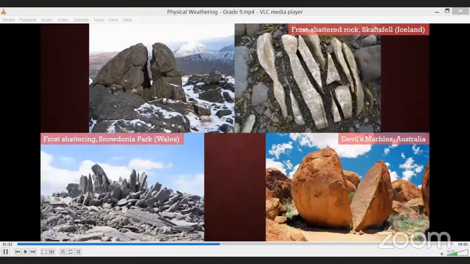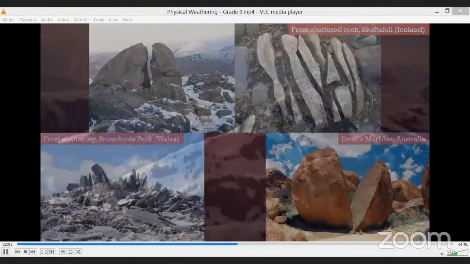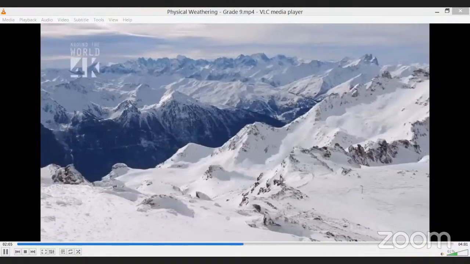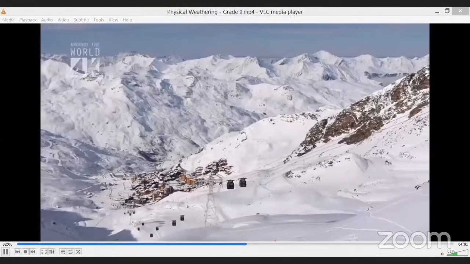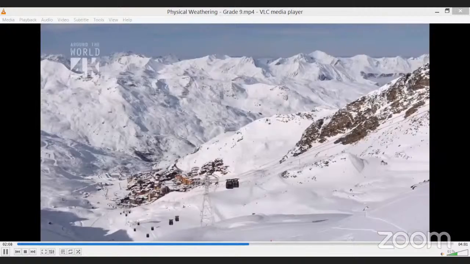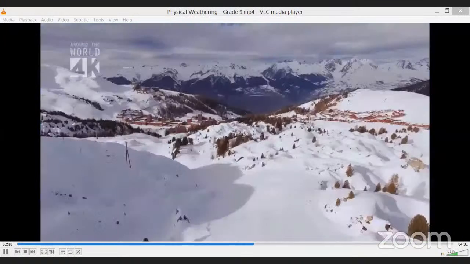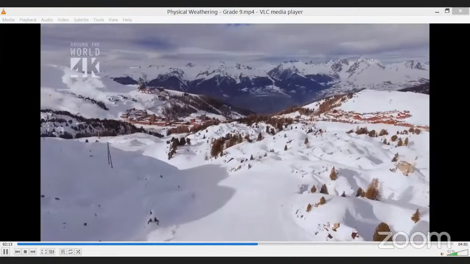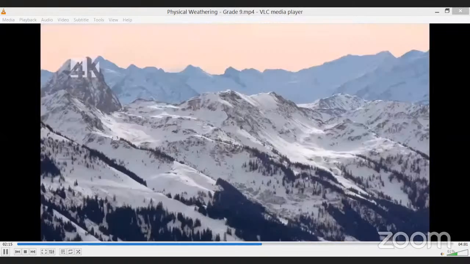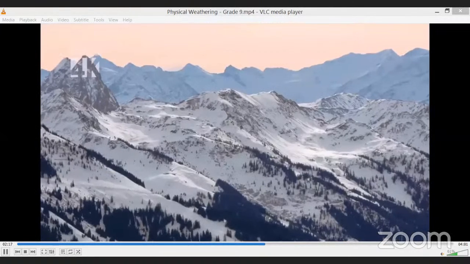Because frost shattering requires temperatures cold enough for water to freeze, you're unlikely to find the effects in many climates around the world. The most common locations, therefore, for this process are areas of high latitude, like the poles, which are cold because of lack of direct sunlight, and areas of high altitude, like mountains, because of the cold temperatures created by height above sea level.